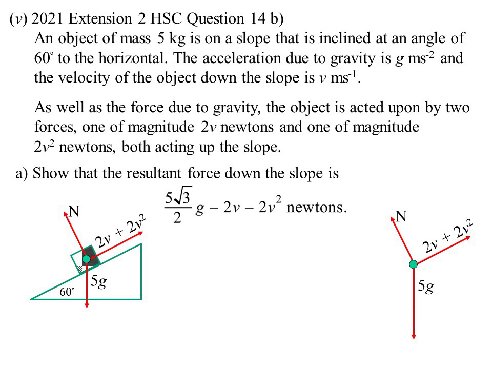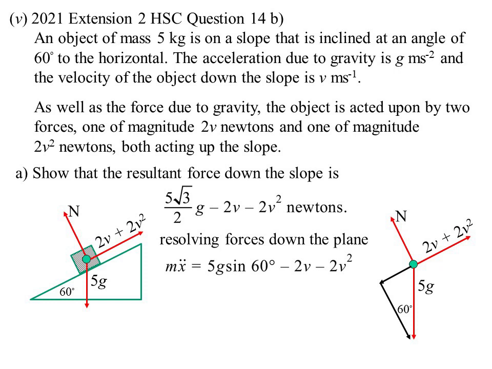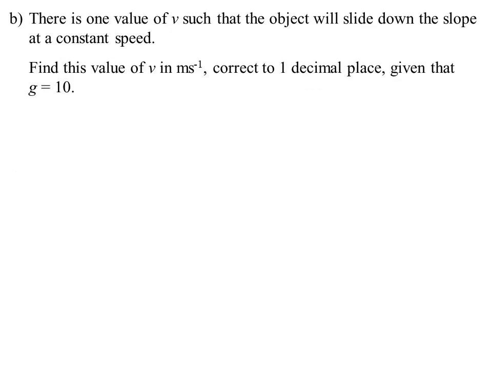Well, in that case, I'm going to break gravity up into those two components. 60 degrees would work out to be there when you play around with the geometry of it. So if I just look down the plane, the m x double dot, the resultant force, would be 5g sine, because it's opposite the 60 degrees, that's in the same direction, so that's positive. The 2v and the 2v squared are in the opposite direction, so that'll be minus. Sine 60 is root 3 on 2. Yeah, so we get what they're looking for. That's what they wanted. There's one value of v such that the object will slide down the slope at a constant speed. Find that value.